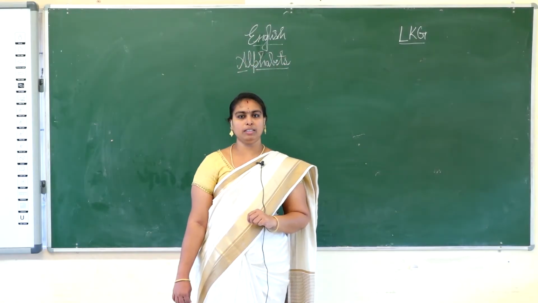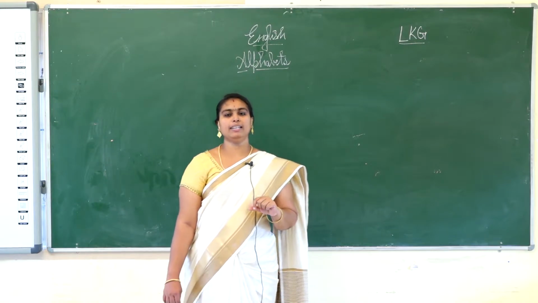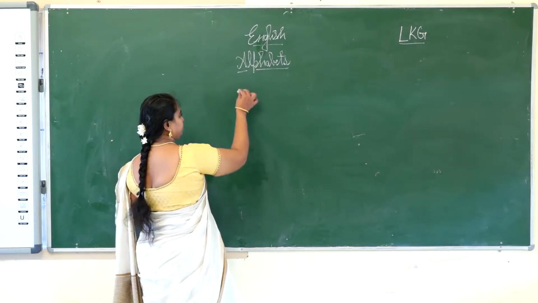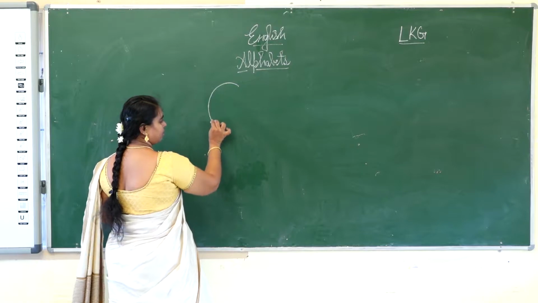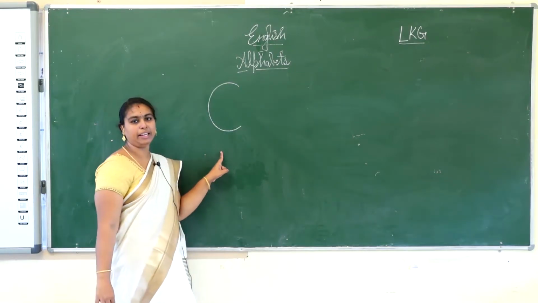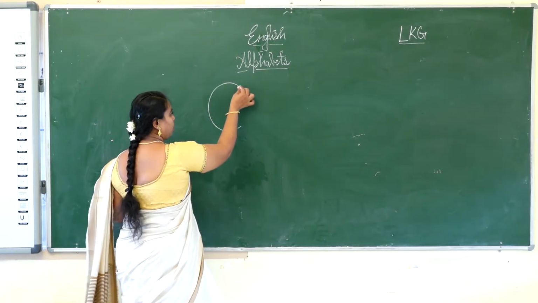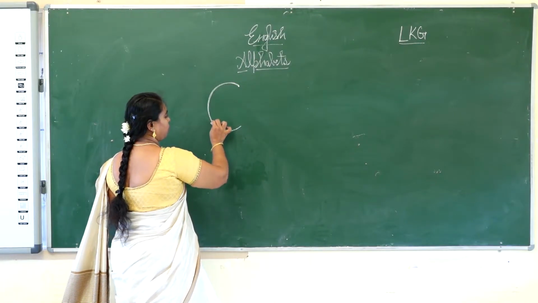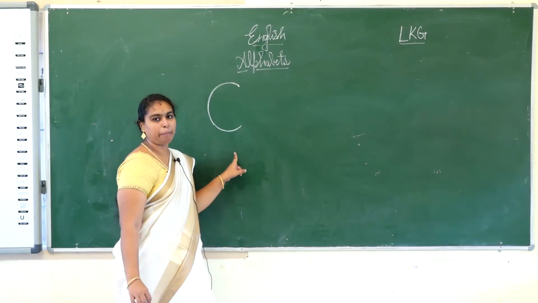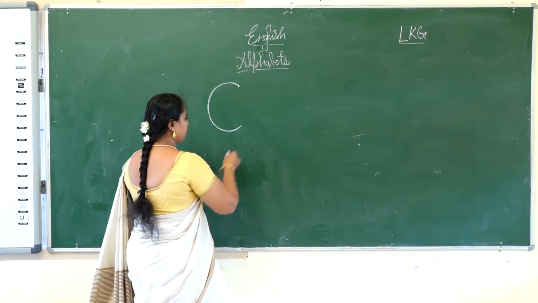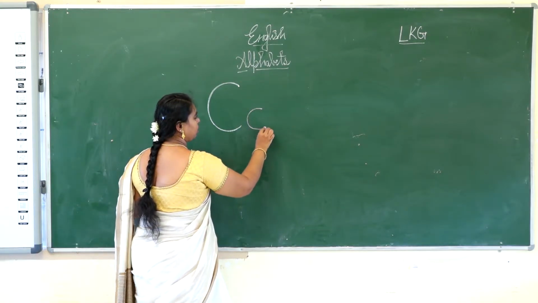We are going to learn C. What's the letter? C. Right open curve. How do we write it? Right open curve. This is capital C, and this is small c.